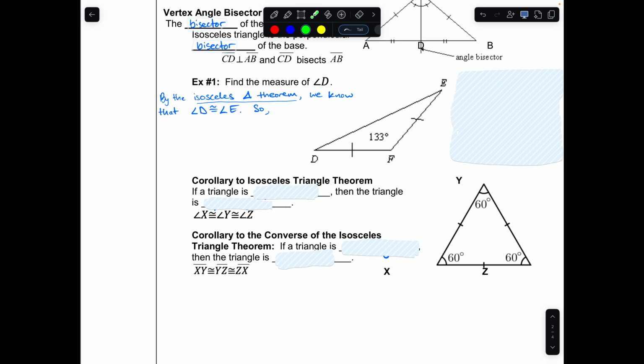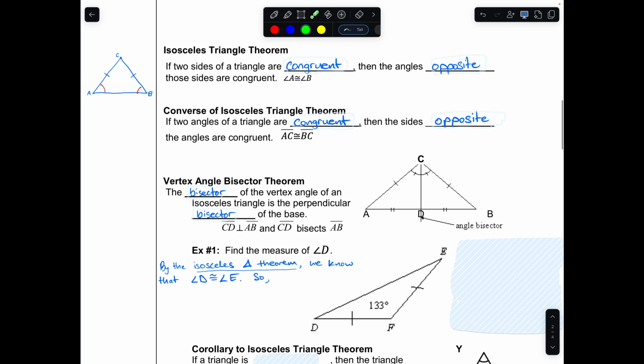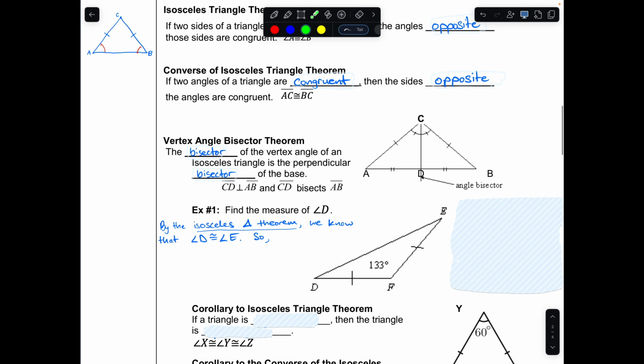Let's go to example 1. You have three things we could use, one of these three theorems. We are given the isosceles triangle DEF, and we're asked to find the measure of angle D. So, since this is an isosceles triangle, we know that the base angles must be congruent. So, angle D and angle E are both the angles across from the congruent sides. So those have to be congruent.